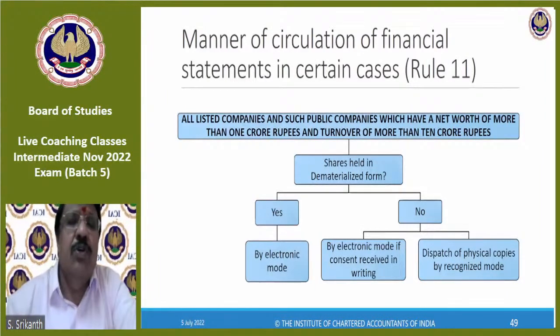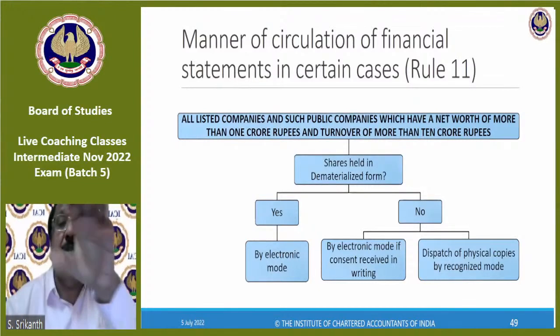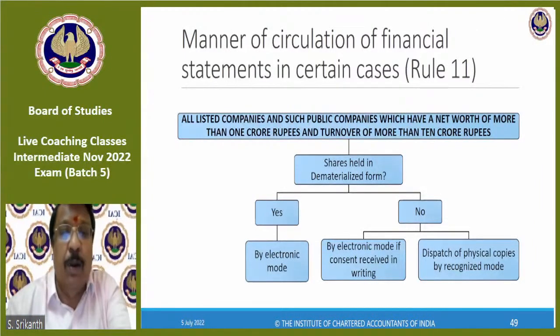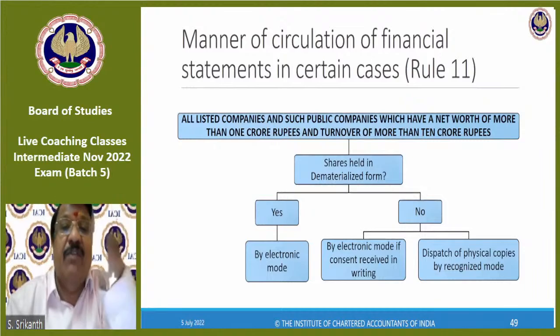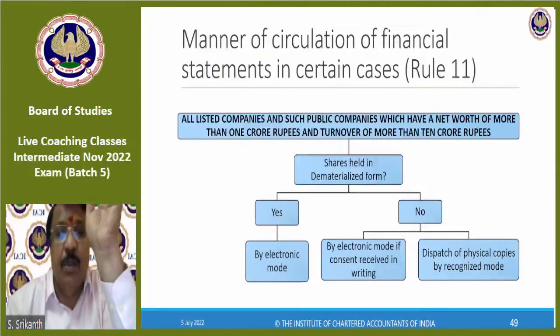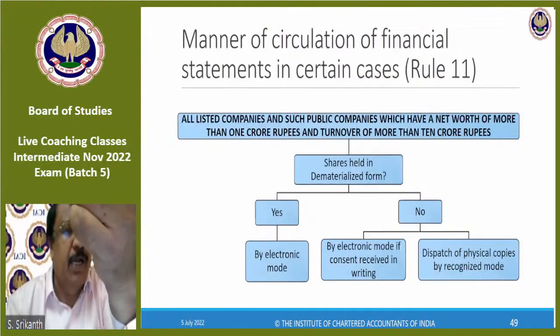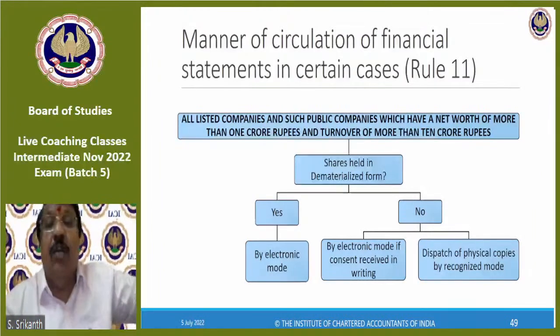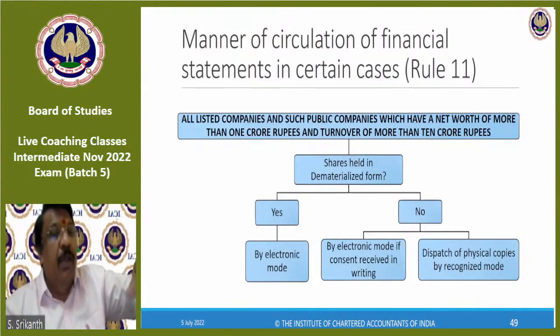Okay. So, where the shares are held: this is electronic mode. If you want to send it electronically, then you should be a listed company, no problem, or a public company having a net worth of more than 1 crore rupees and turnover of more than 10 crore rupees. First question, are the shares held in dematerialized form? Yes. Then electronic mode. Straight away you can give it by electronic mode, meaning you can send it to the registered email ID, the email ID registered either with the company or the DP ID.